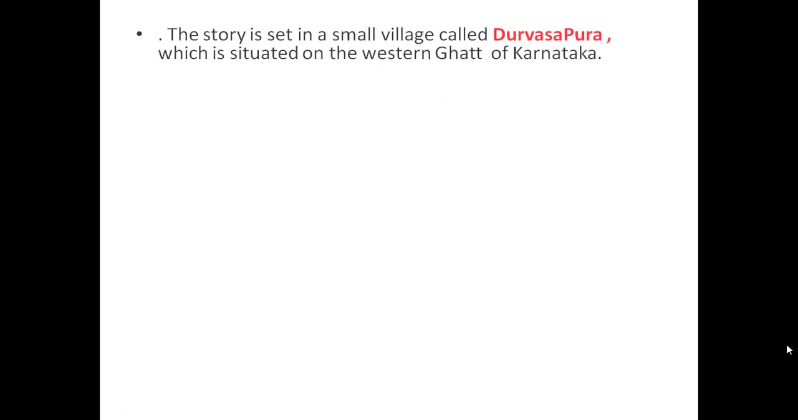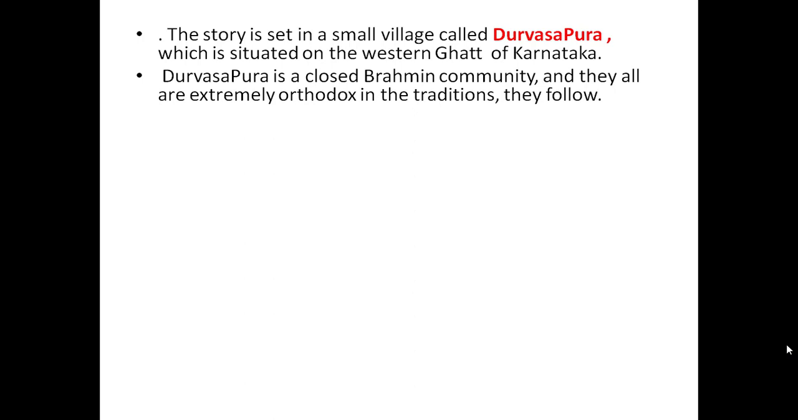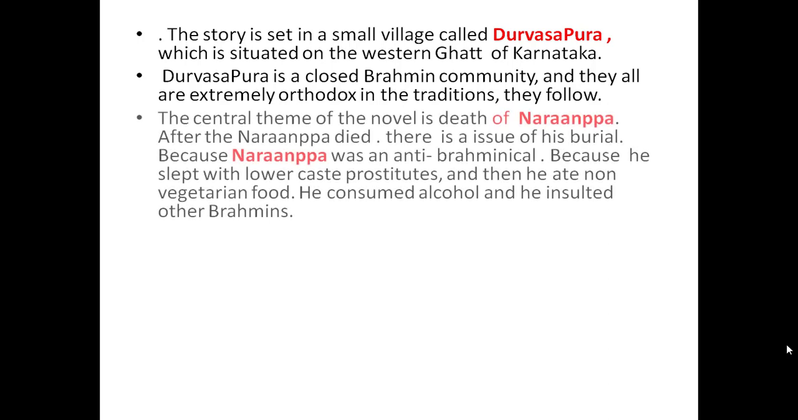Now, the story is set in a small village called Durvasa Pura. Durvasa Pura is a village situated in the Western Ghats of Karnataka, and we find that in Durvasa Pura there was a closed Brahmin community that lives according to rules and norms, and they are all extremely orthodox in tradition. Now, what happened next is that the central theme of the novel is the death of Naranappa.